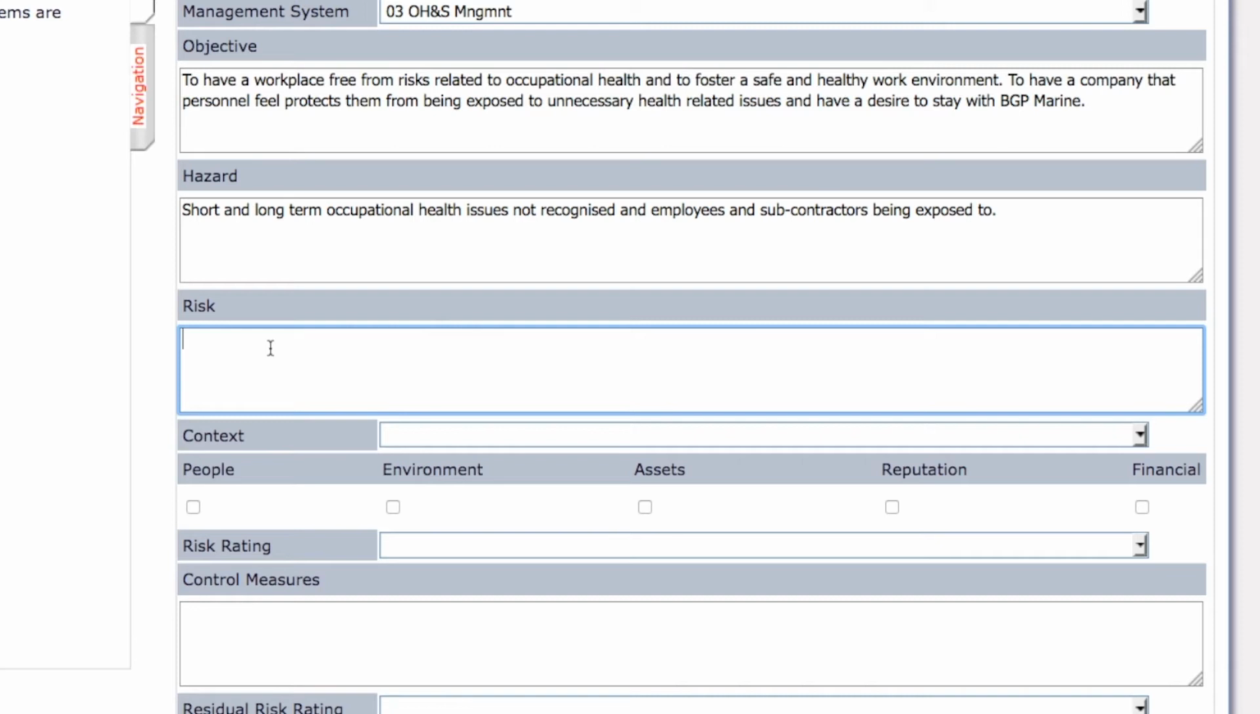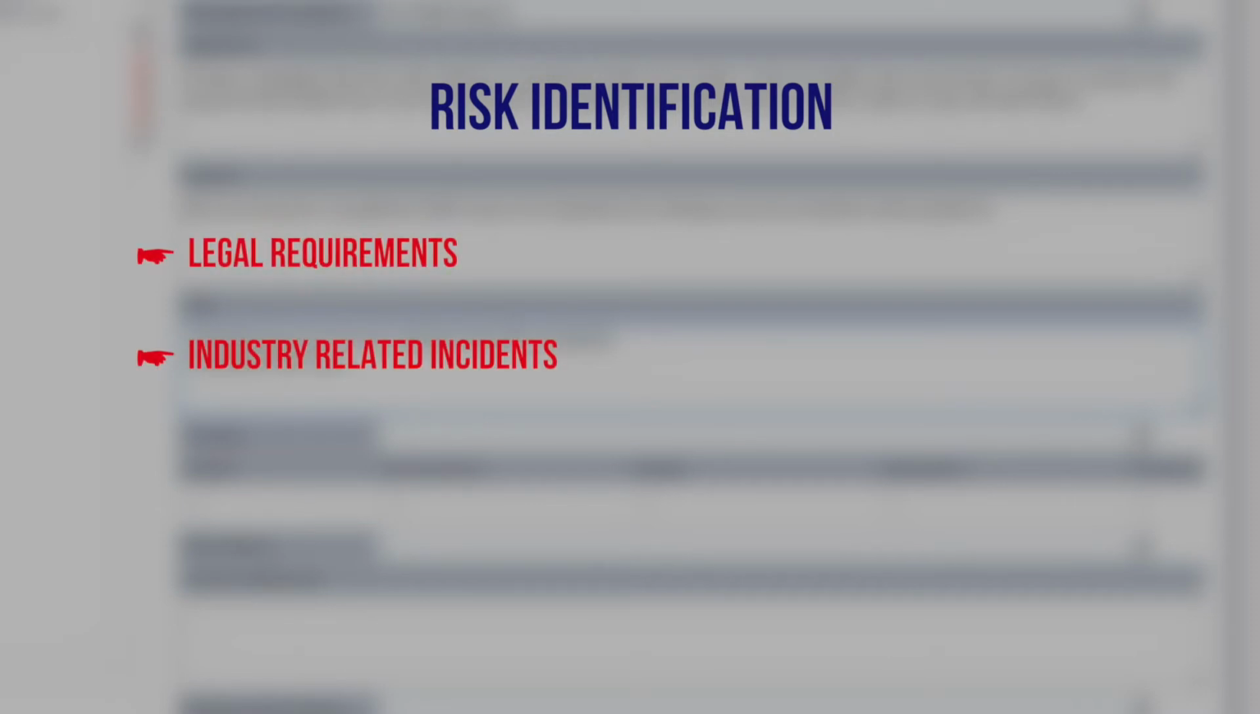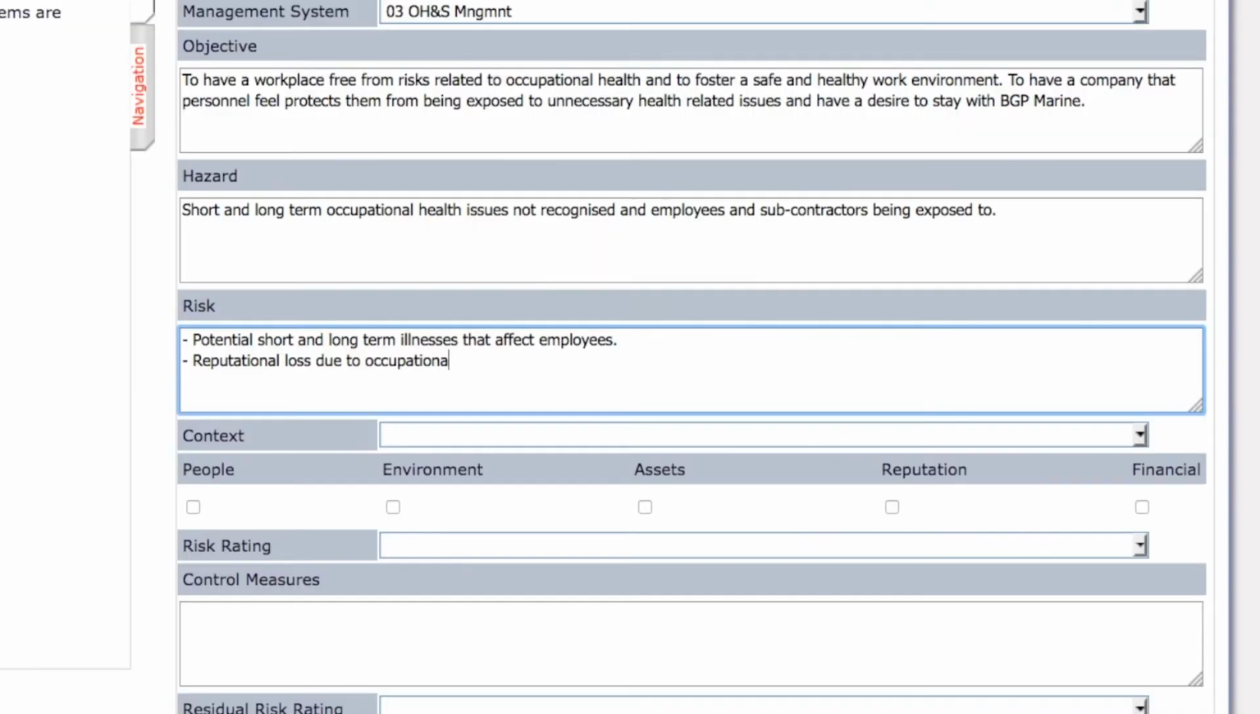The risk field. This step in the corporate risk process is to identify the potential positive and negative risks that BGP Offshore may be exposed to. Each department within BGP Offshore is required to list the risks that it sees could impact on the business objectives. During this process, information can be gained from legal requirements, industry-related incidents, and past incidents having occurred in the company. The list can be added to, as it is not expected for any company to know every possible risk it may face.